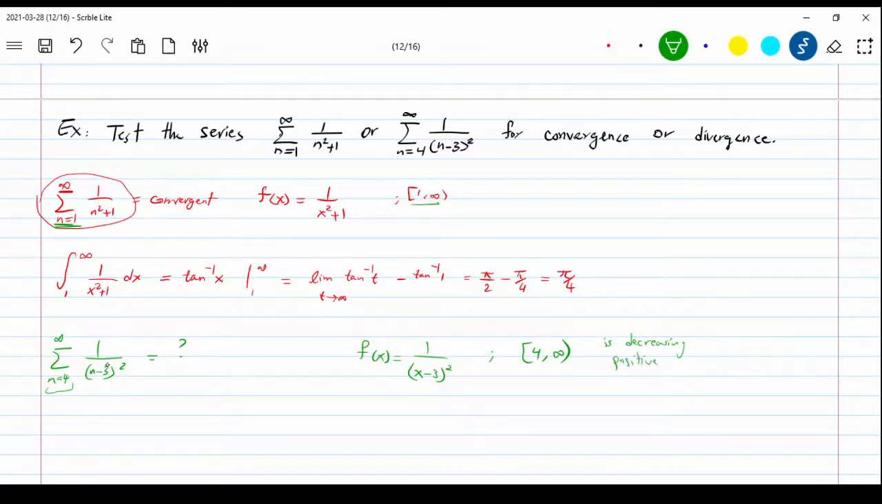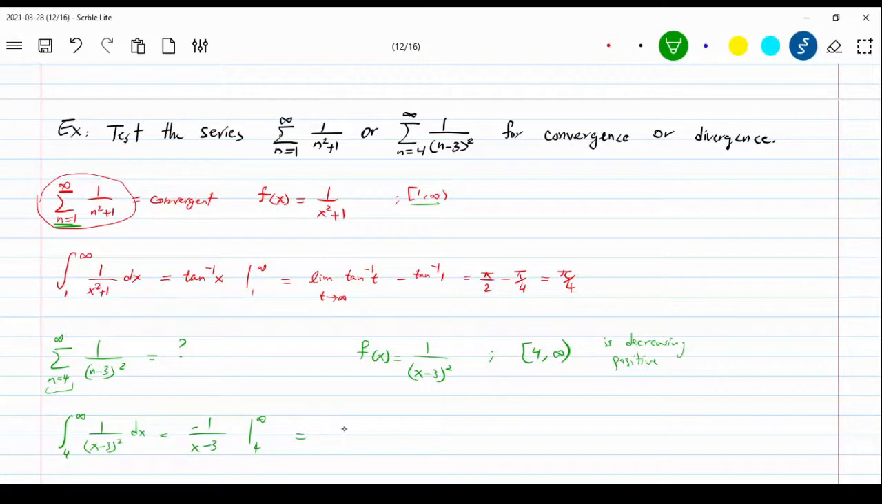So therefore, I can use the integral test. What is the integral test? The integral test would be the calculated integral from 4 to infinity of 1 over (x minus 3) squared dx. And this is simply negative 1 over x minus 3. You can use the substitution, evaluate it from 4 to infinity.